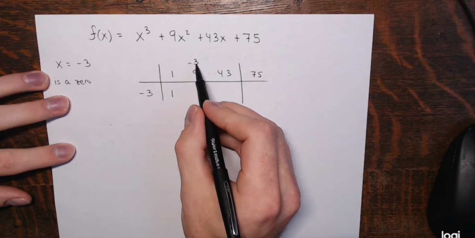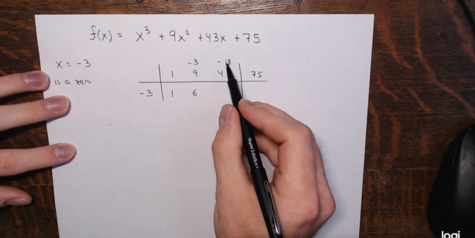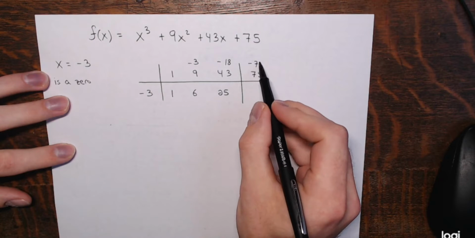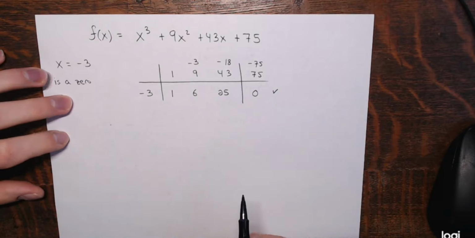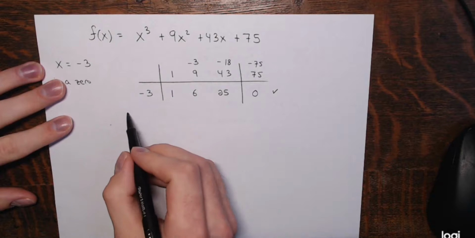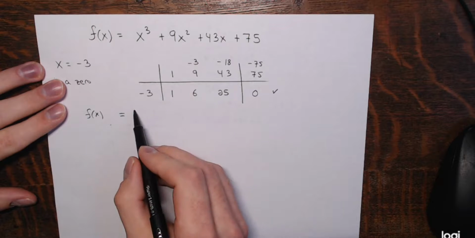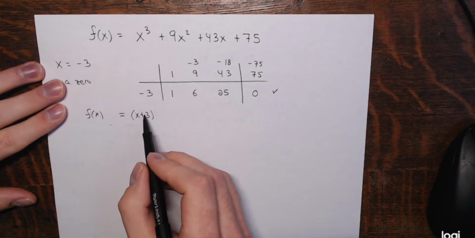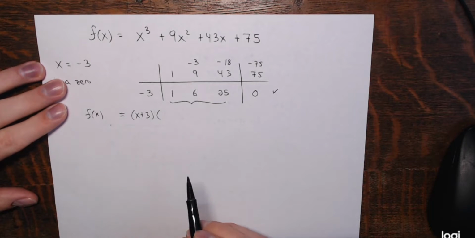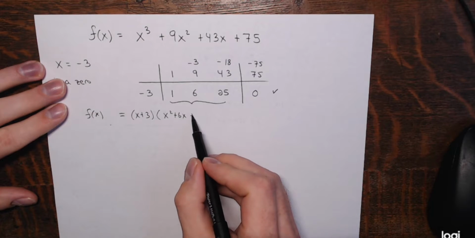1 times negative 3 is negative 3 plus 9 is 6. Times negative 3 is negative 18. Plus 43 is 25. And then negative 3 times 25, negative 75 plus 75 is 0. Hooray. All right, so that's correct. Negative 3 is a zero. And now I can use this line to factor the polynomial. f of x, instead of being this degree 3, is x plus 3. If negative 3 is a zero, then x plus 3 was a factor. And then these numbers here, the coefficients of the quotient, the other factor, would be x squared plus 6x plus 25.